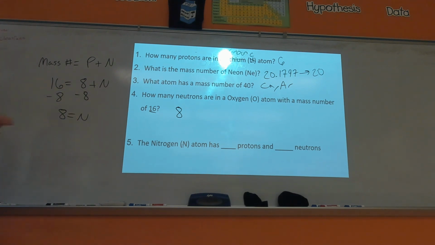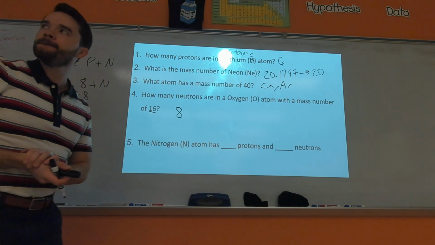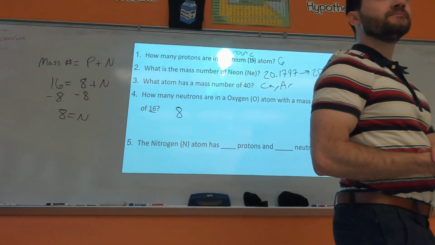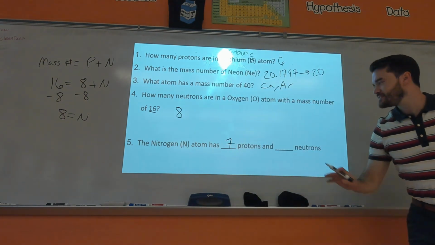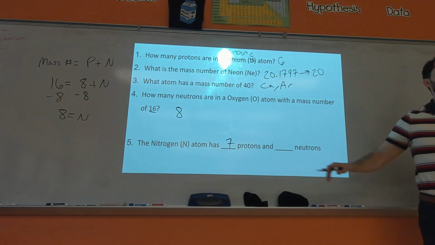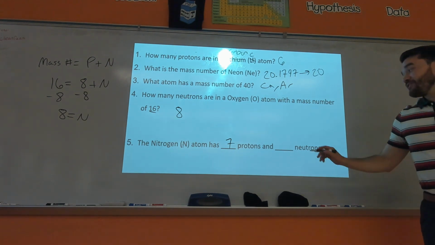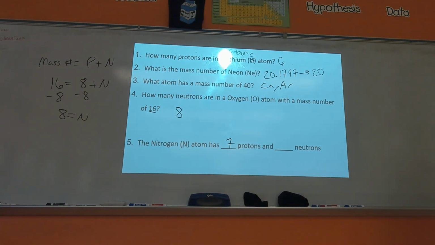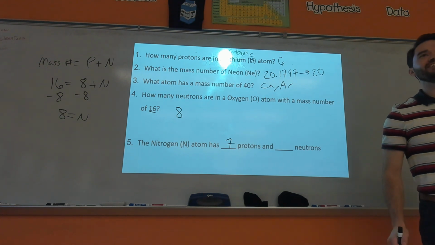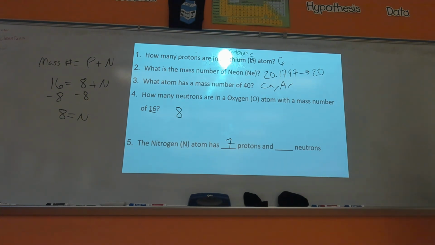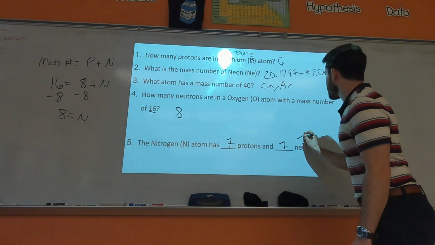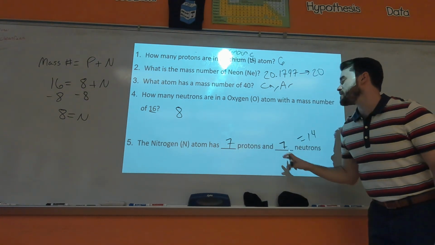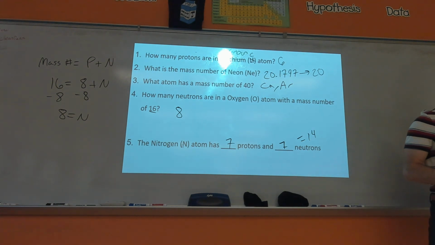All right, now let's do the last one, number 5. The nitrogen atom has blank protons. What do we think? 7, yeah. Let's get the hands up. Someone said 14. Not 14 for protons; 14 is the mass number. I read that wrong. It's 7. The 14 would be the mass number, if you add the protons and the neutrons together.